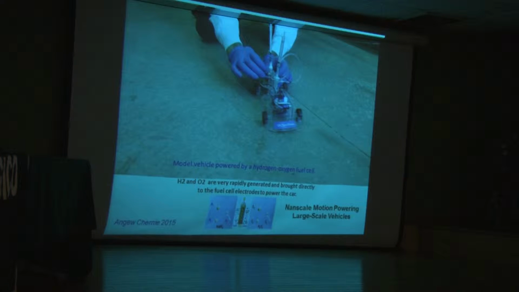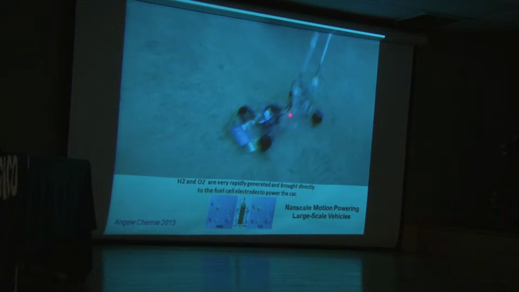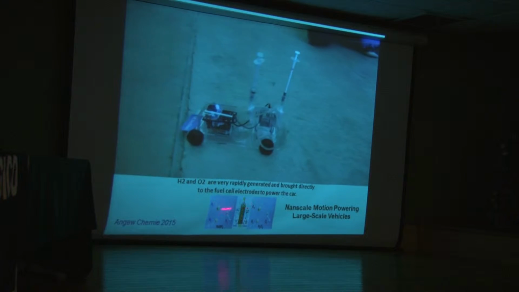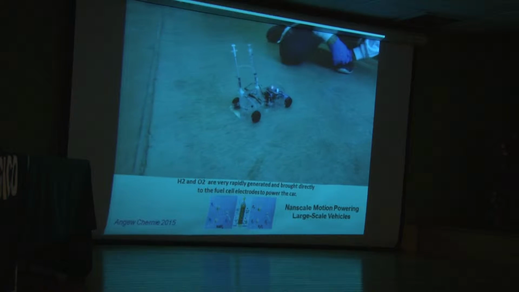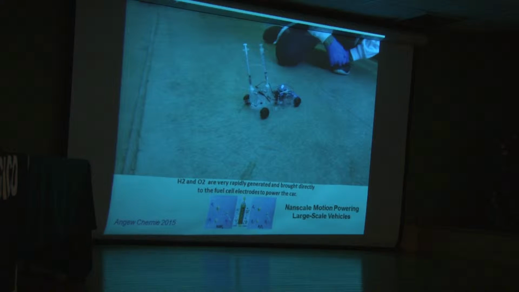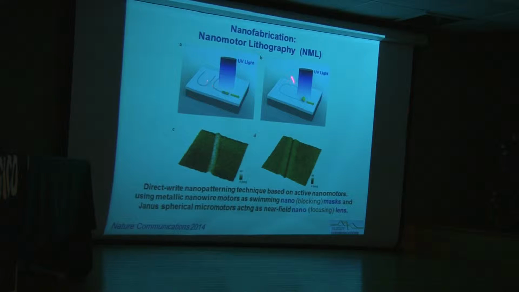So you can see now it's moving around. We have the oxygen generation and hydrogen generation built in to power this. Again, we have accelerated hydrogen generation in the anode compartment and the oxygen, by this movement, in the cathode compartment. So a lot of capability. We use it also for nanoscale fabrication.